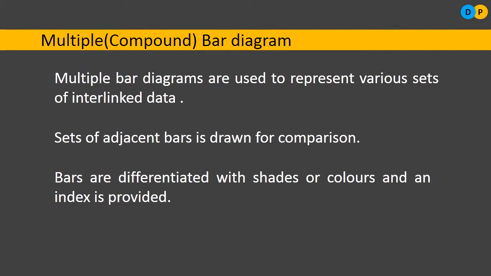In case you want to differentiate these adjacent bars from one another, then these rectangular bars can be shaded with a particular color, or else you can go with crisscrossing them or coming up with different patterns so that we can differentiate. So when are you going to use a multiple bar diagram? When you want to represent interlinked data. If that is the scenario, then we can go with multiple bar diagrams.